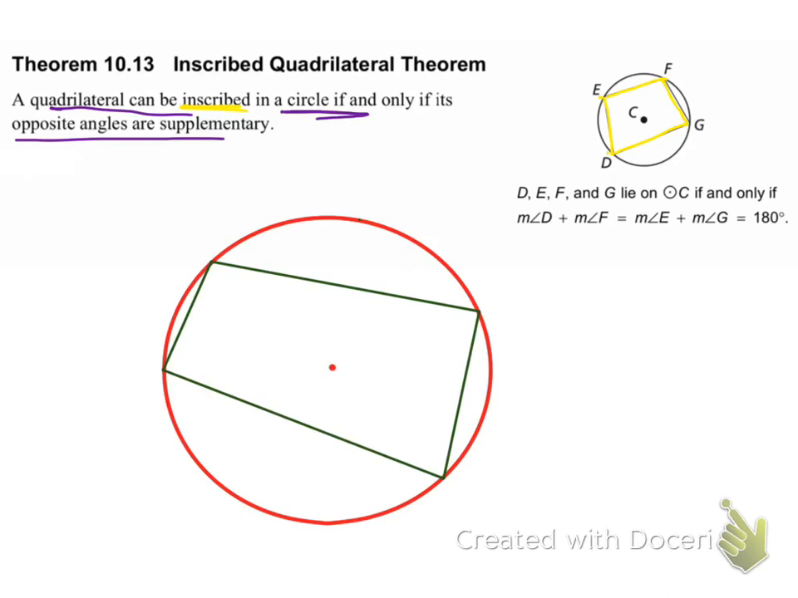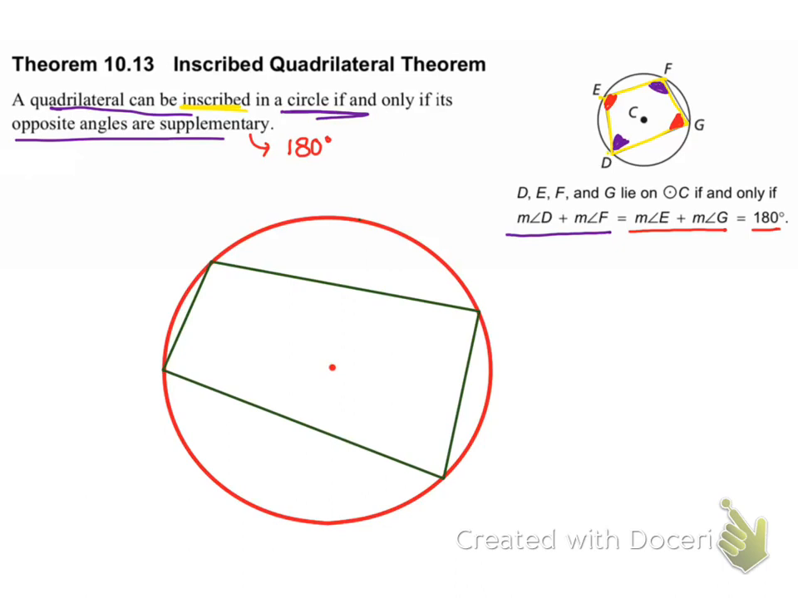So which are going to be the opposite ones? E is opposite to G. They're going to be supplementary. And what was the definition of supplementary? The sum is going to be 180 degrees. You remember that? So the measurement of angle E and the measurement of angle G is going to be 180 degrees. And in the same way, we have another pair of opposite angles: angle F is opposite to angle D. So I can say the measurement of angle D and F is also 180 degrees.